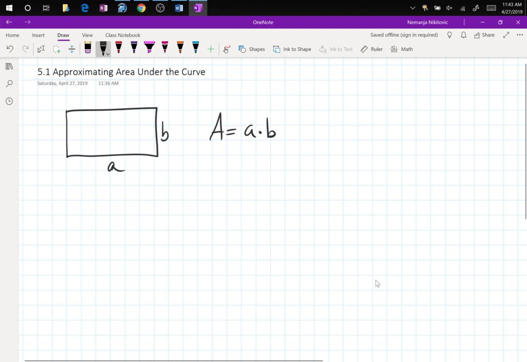Now our rectangles will look something like this. They will be tall and skinny. One dimension will be called delta x and the other would be called f of xn. But it's still the same idea. Area is delta x times f of xn, but it's the same, right? So this is what we have as the intro.